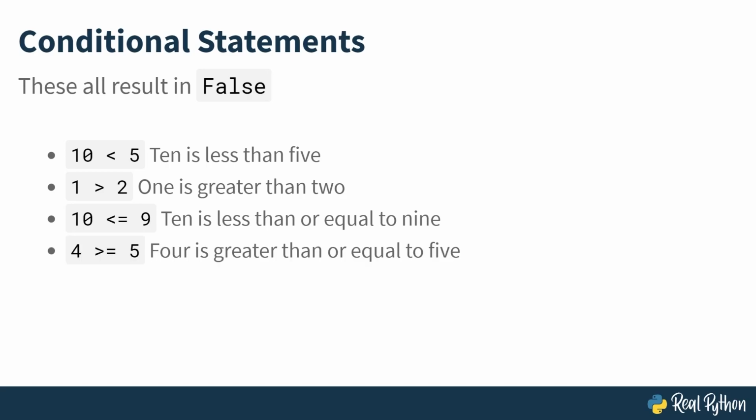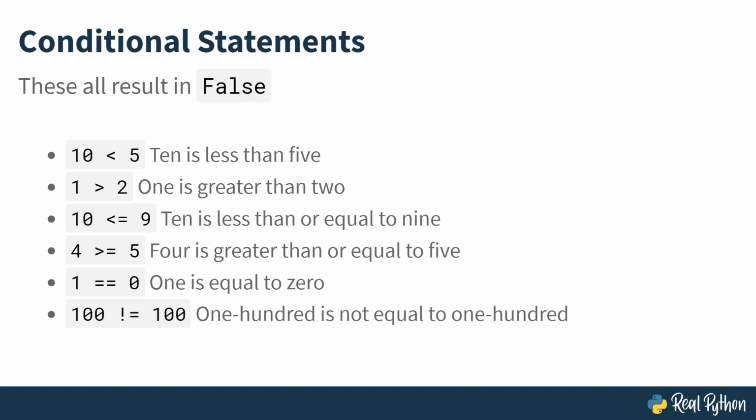4, right-facing chevron equal sign 5, is 4 greater than or equal to 5? False. 1, equal sign 0. 1 is equal to 0. Is that a true statement or a false statement? 100, exclamation mark, equal sign 100, asks, is 100 not equal to 100? Which is false. All right, so from here on out, I'm not going to talk about chevrons, equal signs, or exclamation points. I'm just going to call the conditional operators by their name.